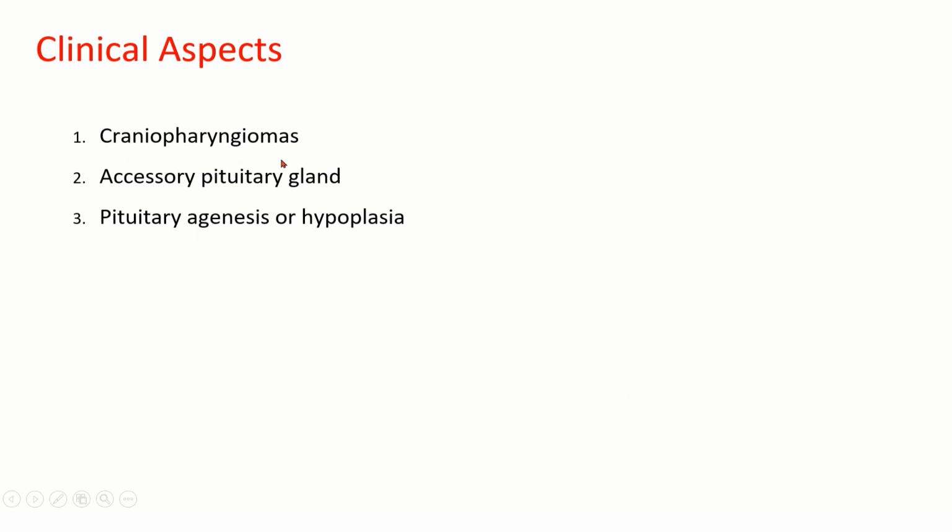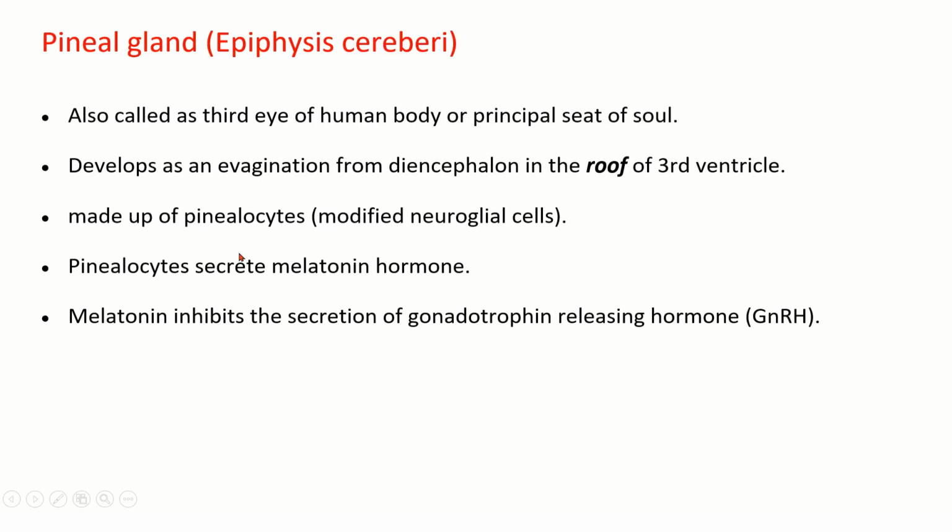Craniopharyngiomas. So remnants of the Rathke's pouch give rise to craniopharyngiomas, accessory pituitary gland along the course of the Rathke's pouch. And you can see the pituitary agenesis or hypoplasia.